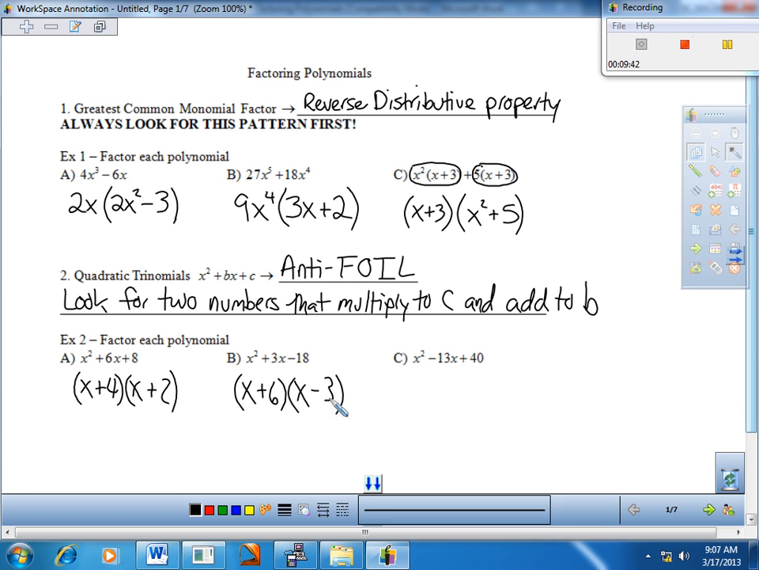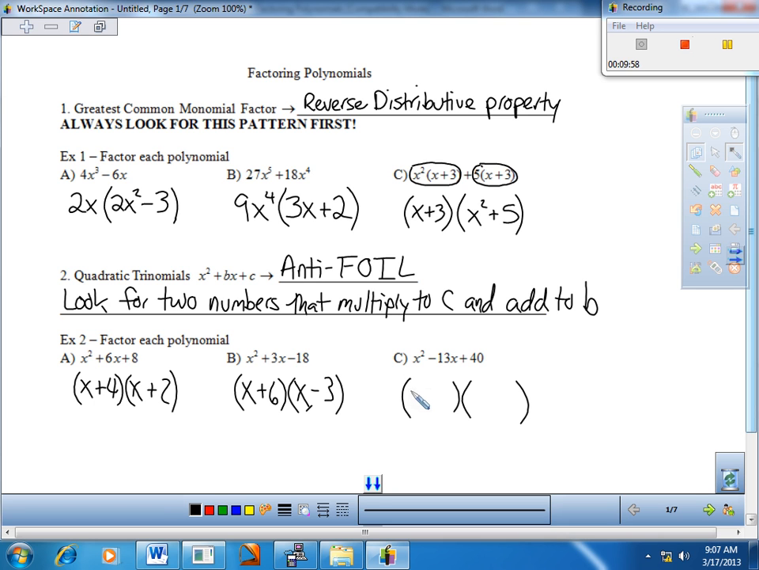Again, the great thing about factoring is you can always check your answer. If you FOIL this back out, of course, you should get the original. So there's no reason really to get these wrong unless you don't know how to do it, but you will know whether your answer is right or wrong just by multiplying it back out.